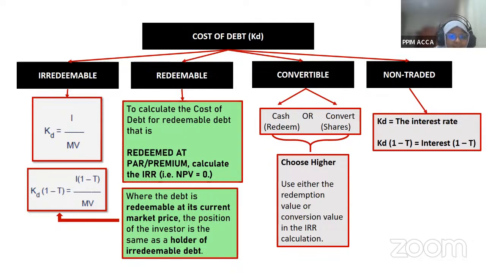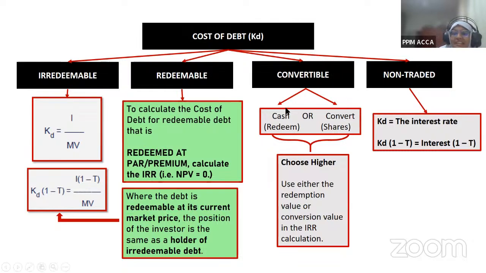So if you calculate an IRR, then the IRR percentage is only the cost of debt. But remember, you use IRR only if the redemption of that debt instrument happens at par, so that is $100, or at a premium. If the redemption happens at market price, then you will treat it like irredeemable debt and use this equation, because the position is the same. Here also market value, here also redemption is at market value.